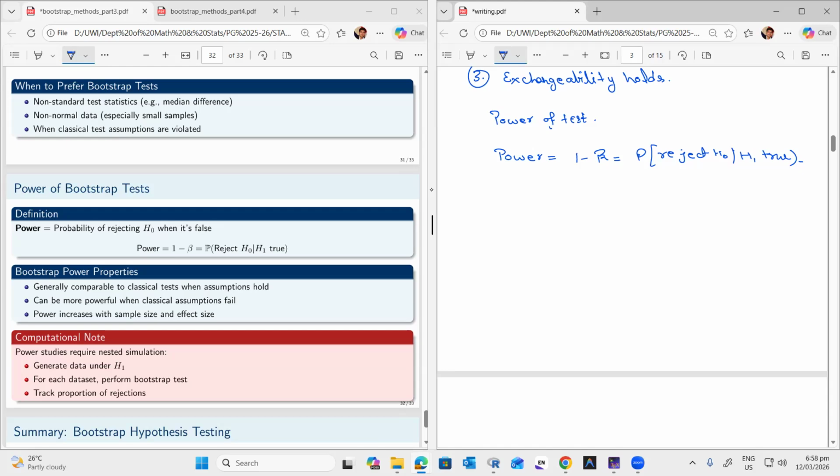All right. But there is one problem, and that is the computational time. In the classical test, you don't need to resample again and again, but here you have to resample again and again. So it will take a lot of time to recompute.